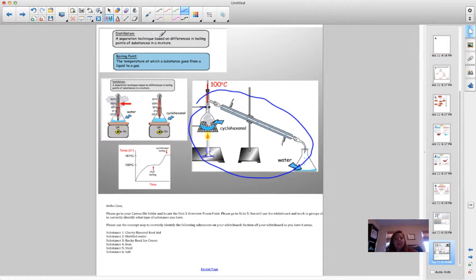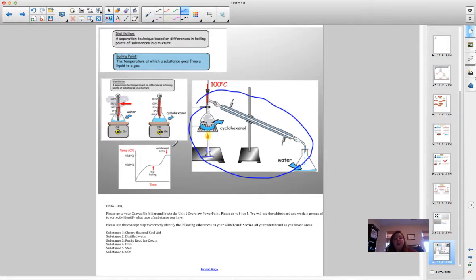It's a separation technique based on differences of boiling points, and so because cyclohexanol and water have different boiling points, they're able to be separated off. Okay. A boiling point, what that means is the temperature at which a substance goes from a liquid to a gas. And here's just an illustration of the two.